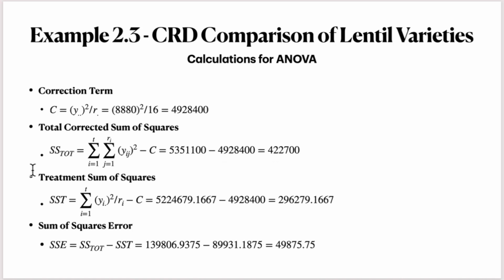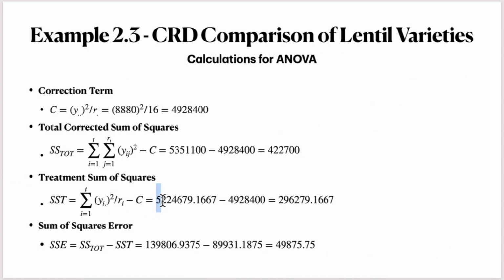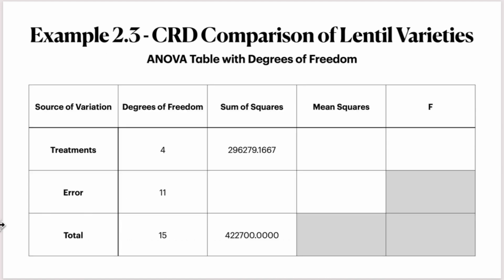Next, we need the treatment sum of squares. To get that, we go back to our table. For each sample, we square the total, we divide by the number of reps, and we add those quantities up. Then we get this quantity here, from which we subtract the correction term. And so this would be our treatment sum of squares.